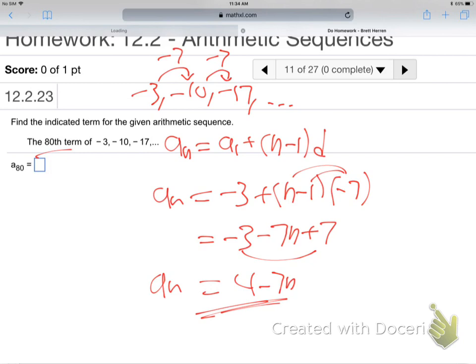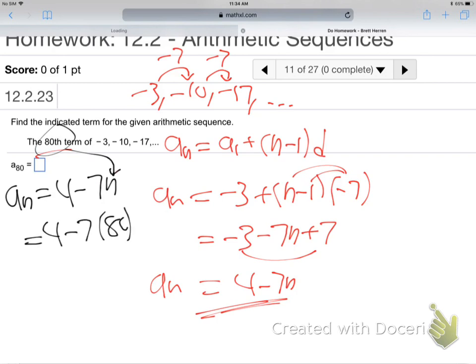And now we want to go to the 80th term. So plug in the 80 there, and we get 4 minus 560. Yeah, that's right, huh? Minus 556. There it is. The 80th term is pretty darn negative, negative 556. Good there? Yep. All's well? All right.